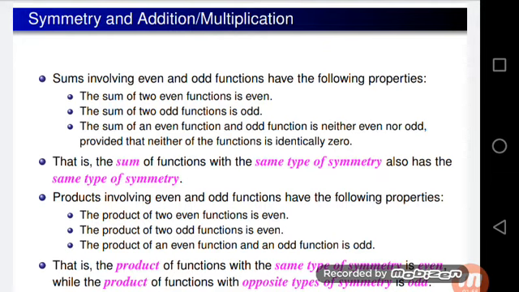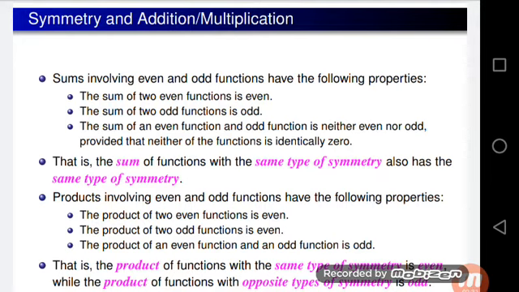See the differences between sums and products. The rules change. The product of an even function and an odd function is odd. From the above, the sum of an even and an odd function is neither even nor odd. But in this case, the product of an even function and an odd function is odd.